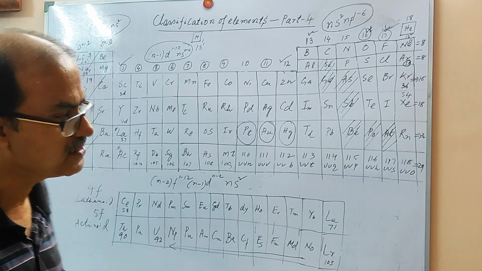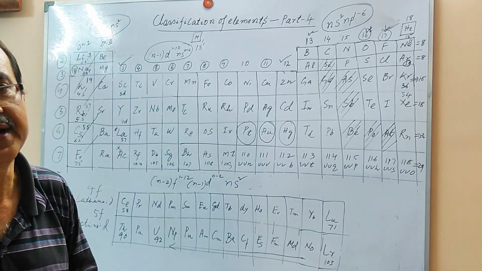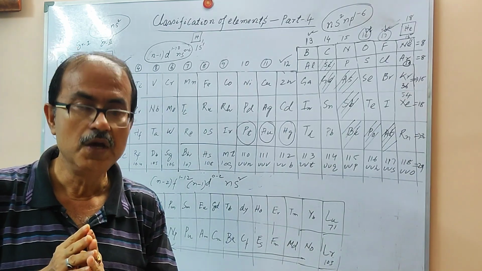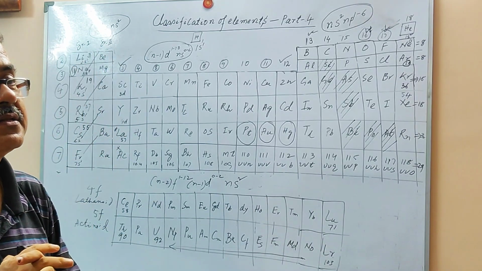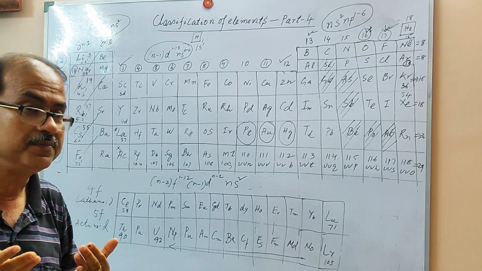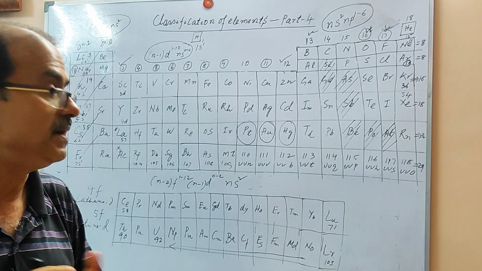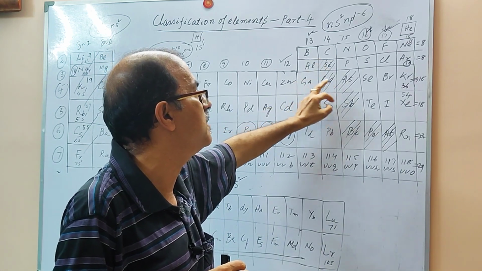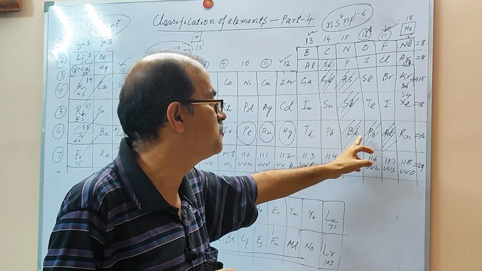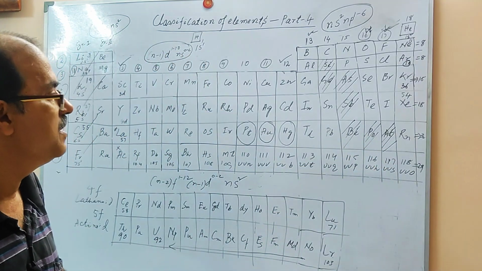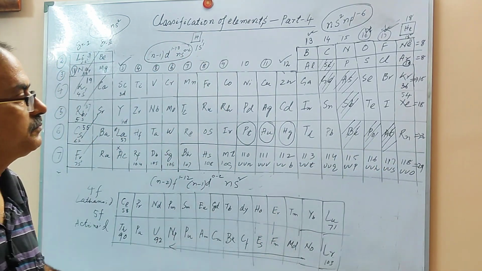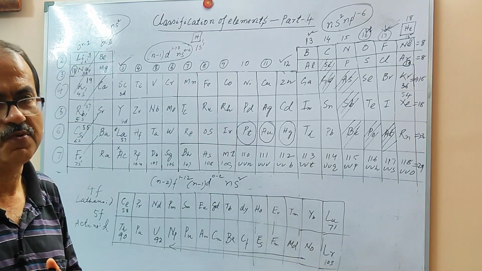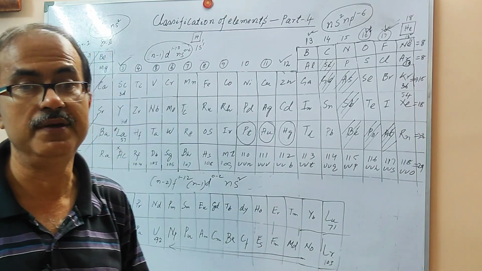Apart from this, classification is also made on the basis of metals, non-metals, and metalloids. If you see the periodic table, totally 78% are metals, and apart from this there are non-metals and metalloids. The metalloids we have already seen: silicon, germanium, arsenic, bismuth, polonium, and astatine. They are your metalloids. Metals have special properties that we already discussed, and non-metals have different properties than the metals.